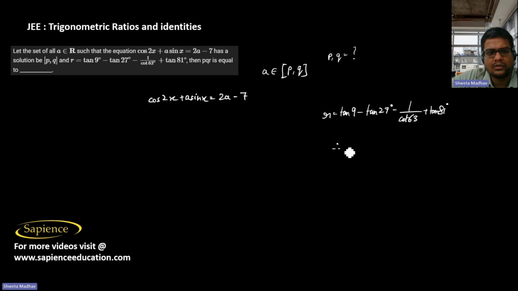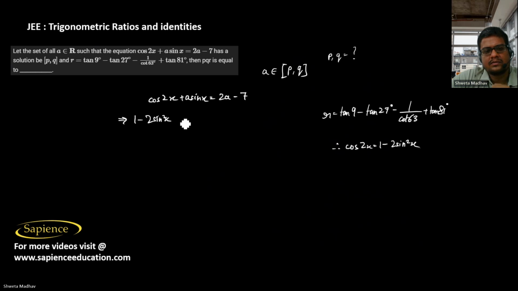Now therefore cos 2x we can say is equal to 1 minus 2 sine square x. So this will be equal to 1 minus 2 sine square x plus a sin x, that is equal to 2a minus 7.